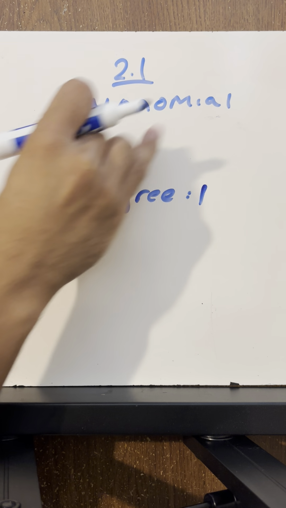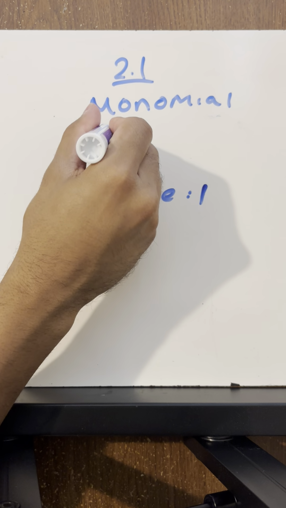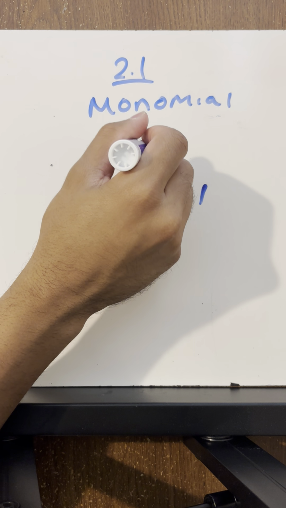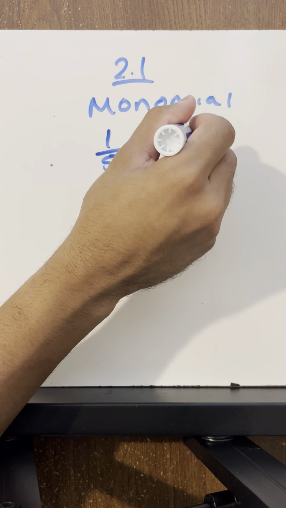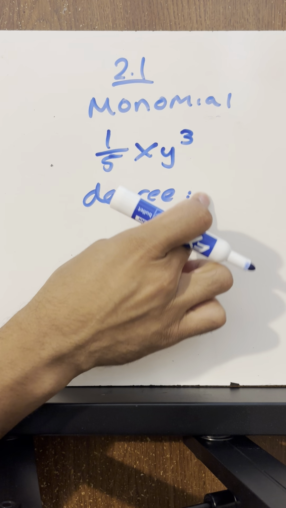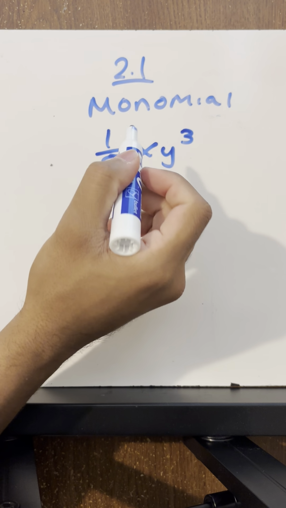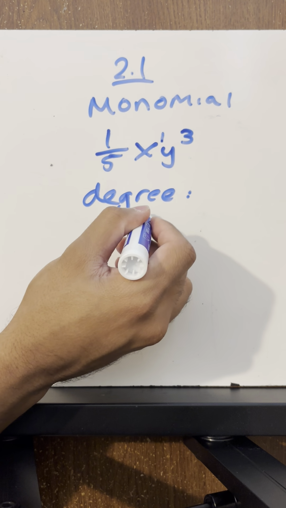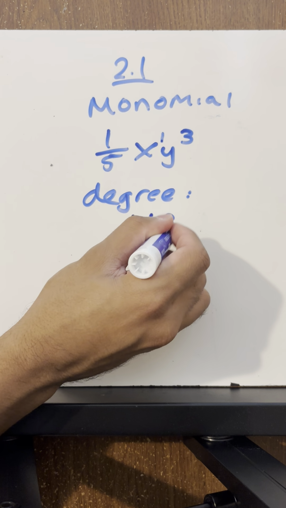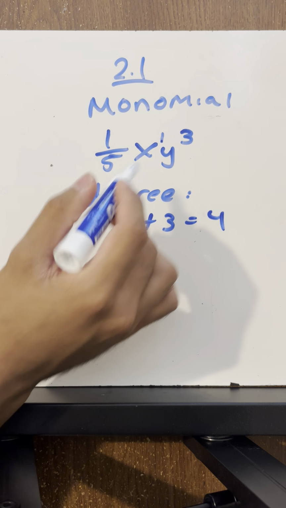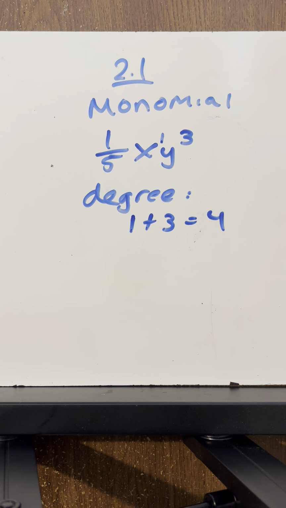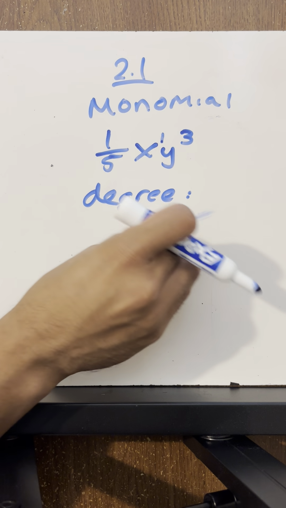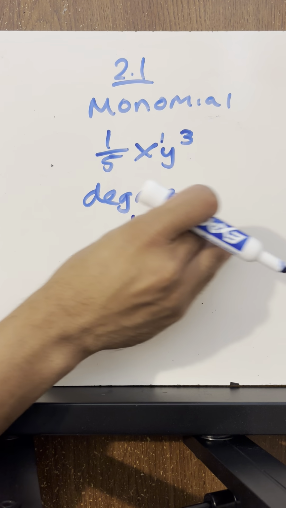How about 1/5 xy to the third? To count the degree, we need to add the exponents of any variables that we have in our term. The x has a 1 and the y has a 3 as their exponents. So we do 1 plus 3, which is 4. So the degree, by adding the exponents attached to our variables, is 4. Let's take a look at the next question.